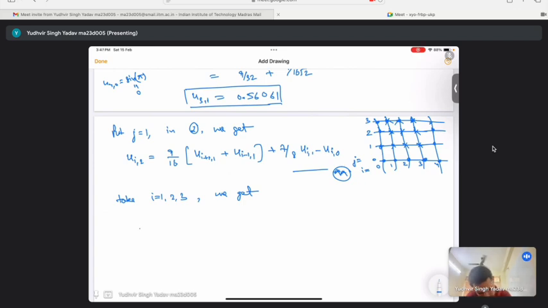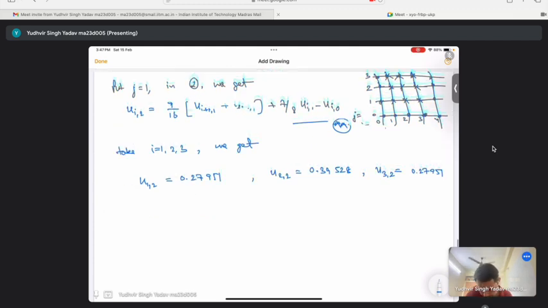So the answers will be obtained as u(1,2) will be 0.27951, u(2,2) will be 0.39528, and u(3,2) is 0.27951. So these are the values that we will obtain at the second time level.